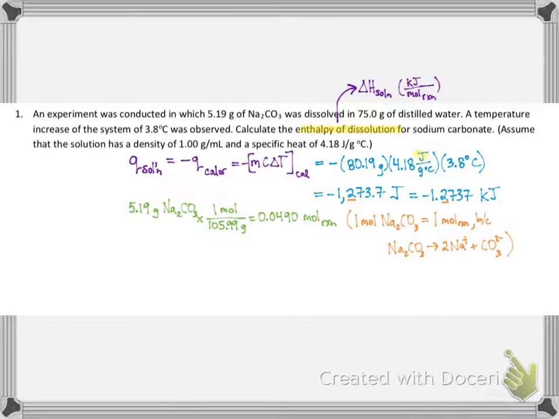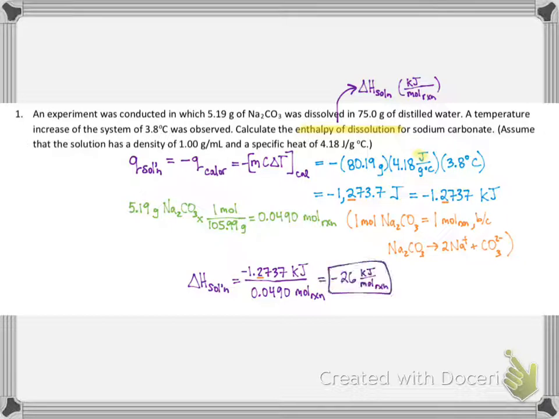So last but never least, we need to plug into our delta H expression, which of course just means take your number of kilojoules divided by your number of moles. Remembering we only got to keep 2 sig figs from our calculation of the kilojoules. So ultimately, we get the value of negative 26 kilojoules per mole reaction for the enthalpy of solution or dissolution for sodium carbonate. All right, let's try another one.